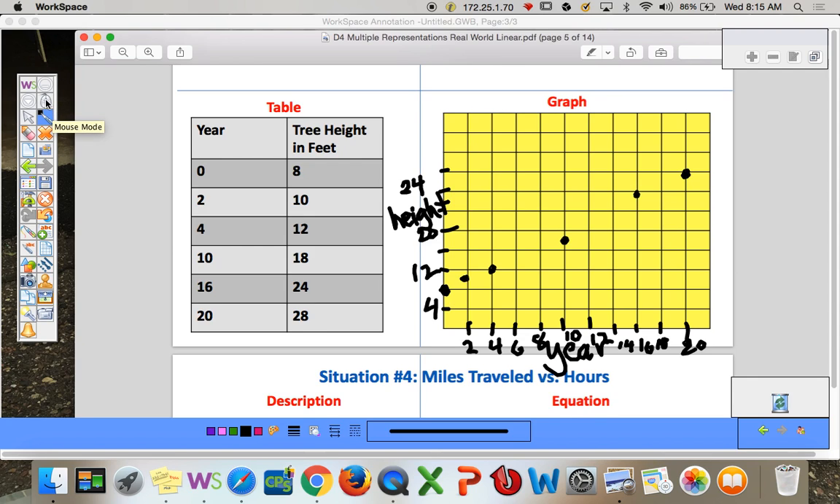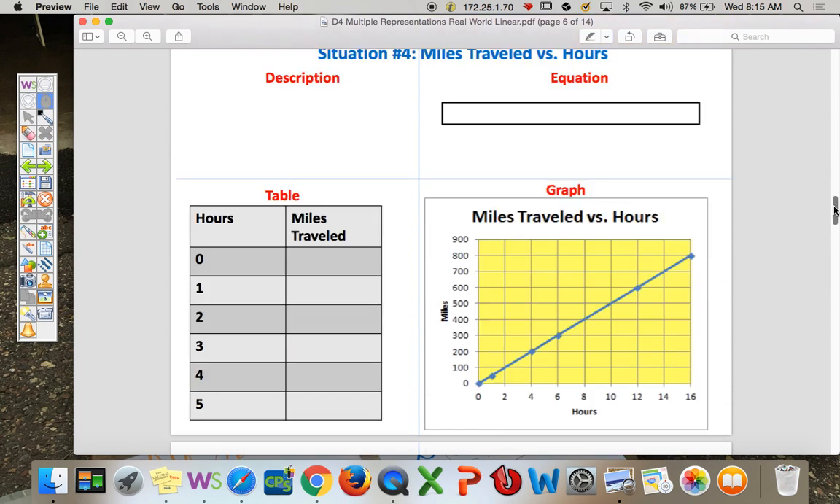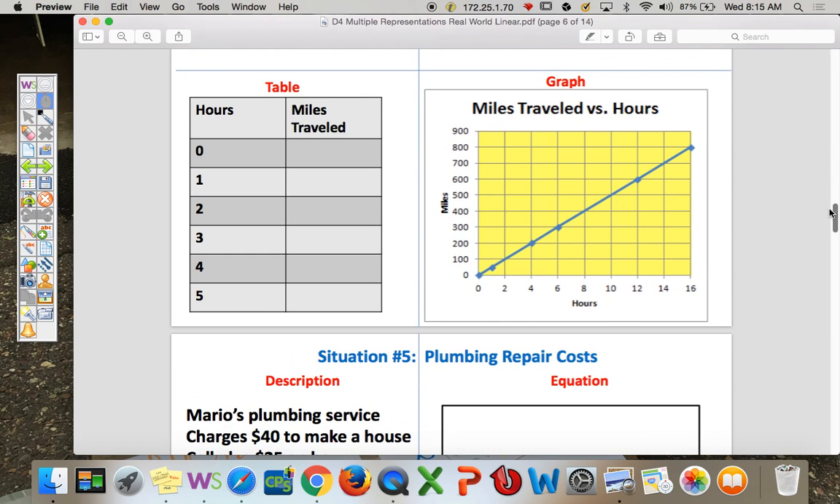All right, so we just went from the table to the equation. We didn't do the description, but we can say the description. Oh, I think we did the description. Yep, okay. All right, so we did all 4 forms. Let's look at the last situation, and this is miles traveled versus hours. And this time we have the graph. So let's go from the graph to the table to the equation.